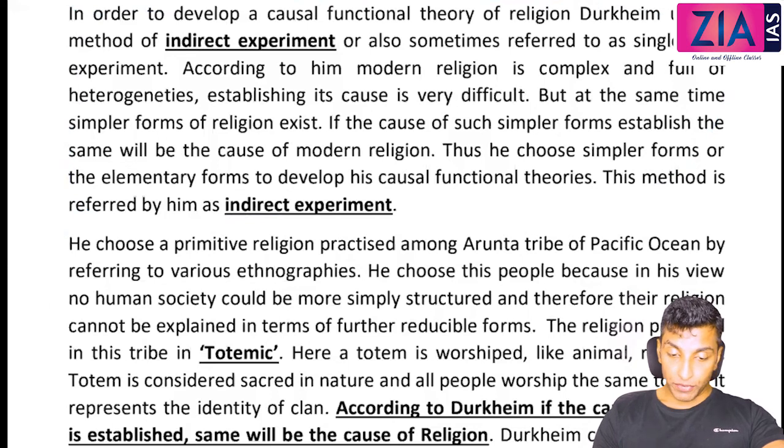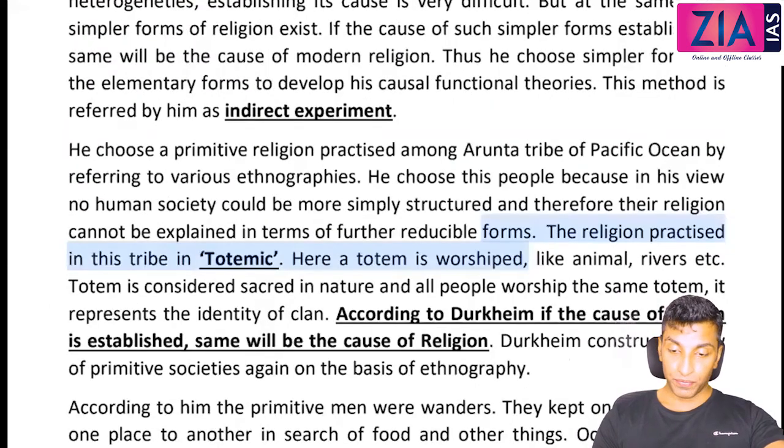Okay, so he chose a primitive religion practiced among the Arunta tribe of the Pacific Ocean by referring to various ethnographies. He chose this people because in his view, no human society could be more simply structured, and therefore their religion cannot be explained in terms of further reducible forms. The religion practiced in this tribe is totemic. Here a totem is worshipped, like totem means animal, river, etc. Totem is considered sacred in nature and all people worship the same totem. It represents the idea or identity of the particular clan. According to Durkheim, if the cause of totem is established, the same will be the cause of religion.